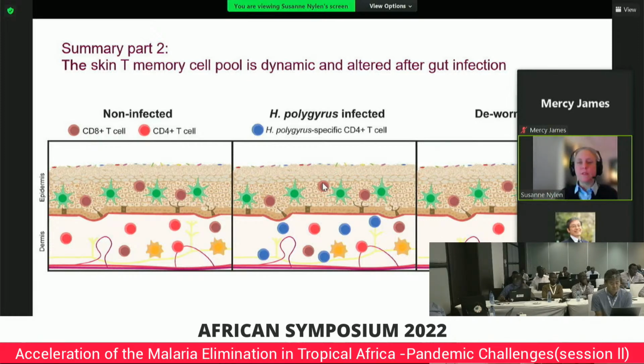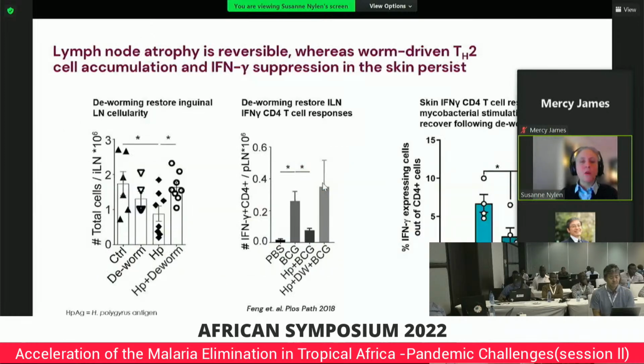So, to summarize, the lymph node atrophy, which I didn't show, is something that is reversible, whereas the worm-driven Th2 responses accumulating in the skin are much more persistent. I would give it some thought, because if one has a chronic worm infection for a very, very long time, this probably would also have more lasting implications.